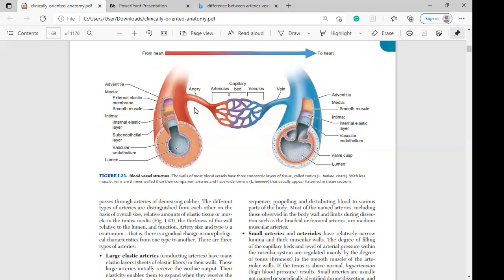Then you start from the vascular endothelium, the subendothelial layer, the internal elastic layer, then the smooth muscles, the external elastic layer, and then the adventitia.